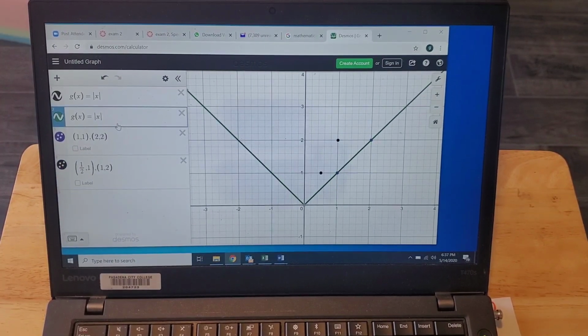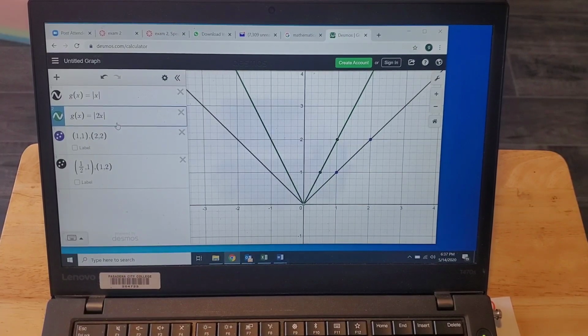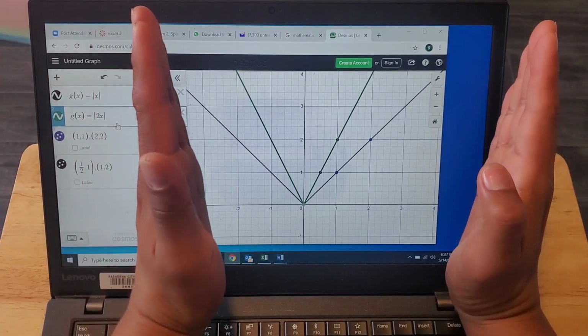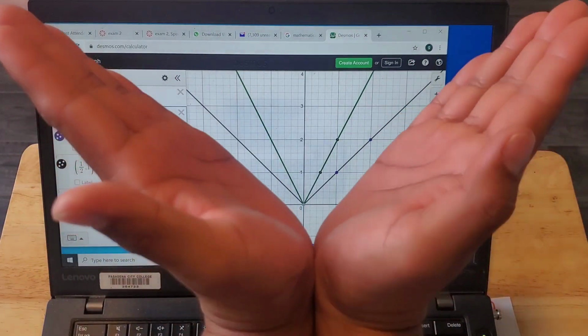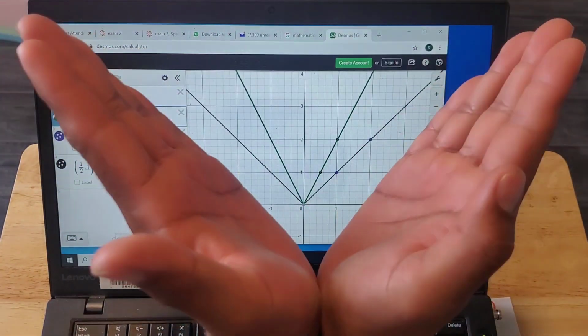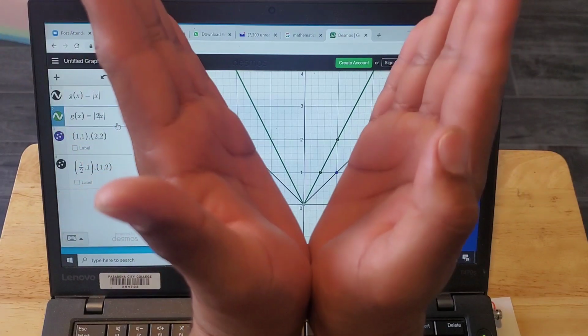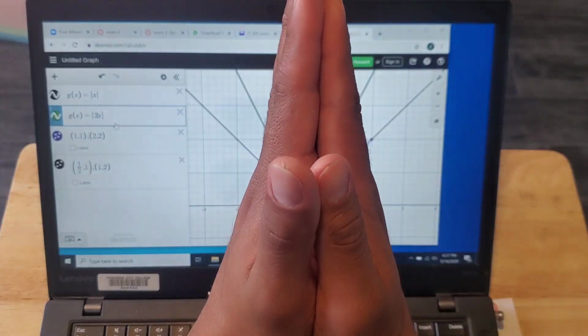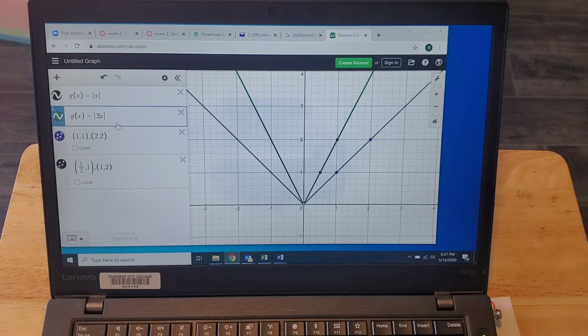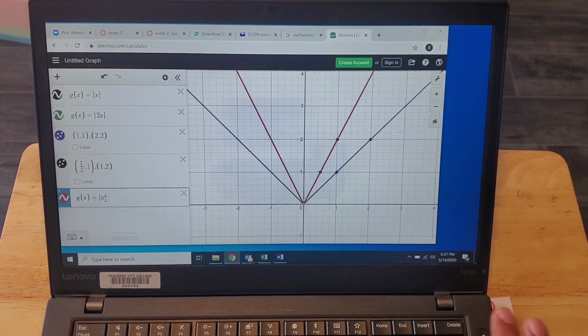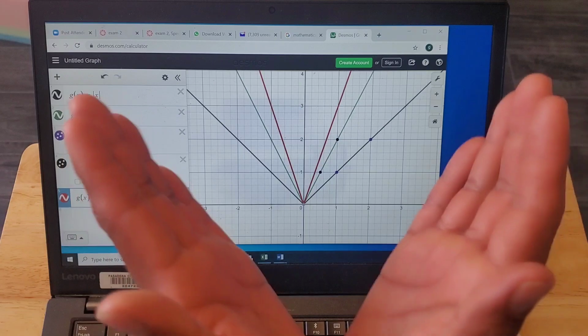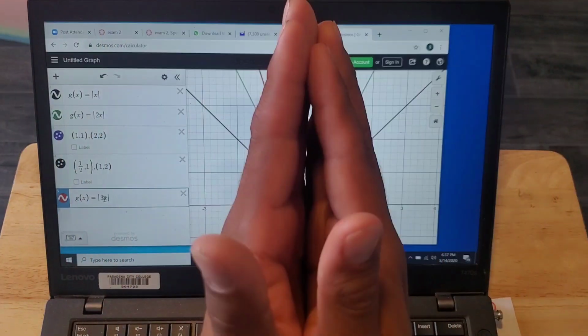So when I put this 2 here, there's that horizontal shrink. Imagine you have this V and you're compressing it. That's why it looks like it's getting more narrow, and the bigger number you multiply by, the more it just gets compressed and compressed. In other words, it's shrinking horizontally. And as that value gets bigger, it only keeps getting compressed more and more.